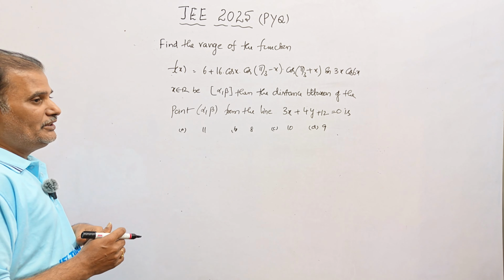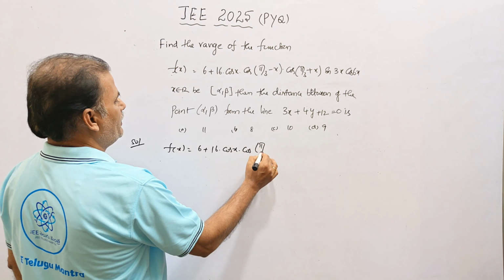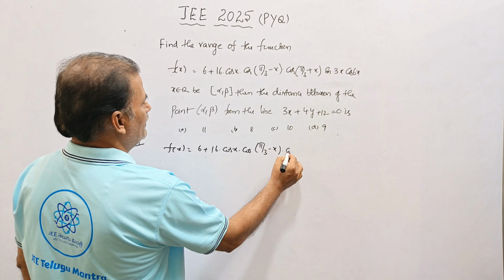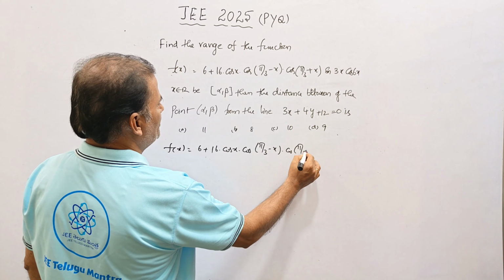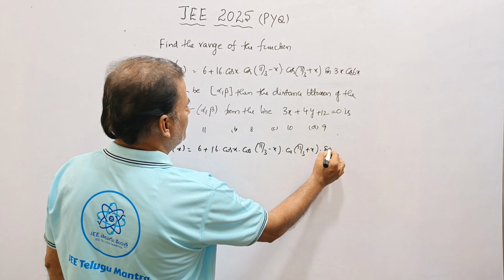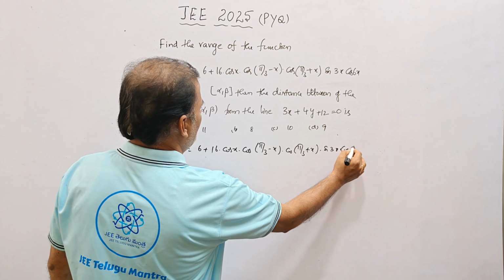Very easy problem. See here, f of x is given. f of x is equal to 6 plus 16 cos x cos(pi by 3 minus x) cos(pi by 3 plus x) into sin 3x cos 6x.